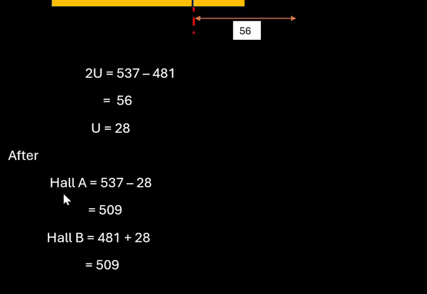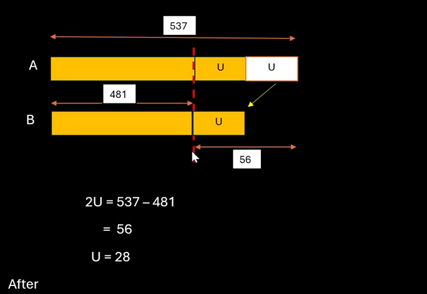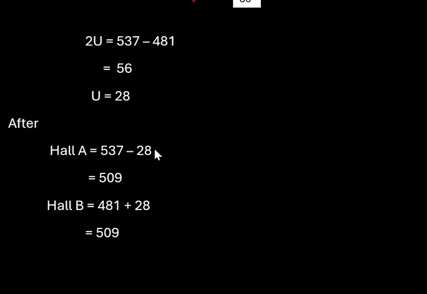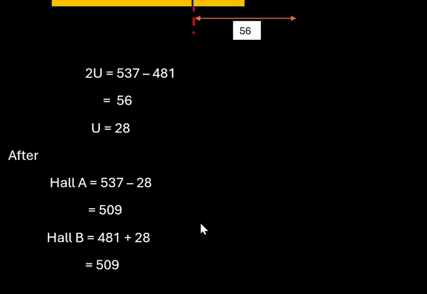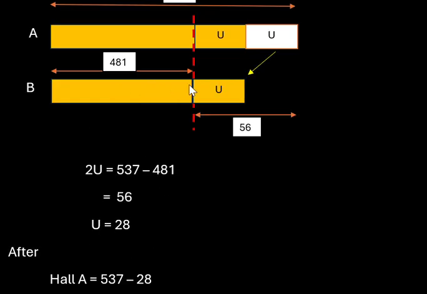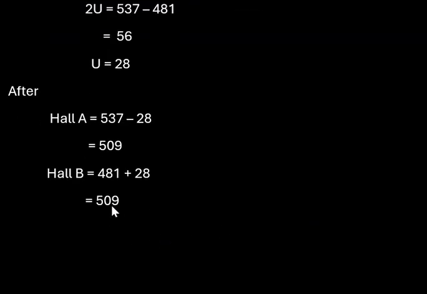So after moving the students, Hall A will be 537 minus 28. Why? Because one unit has moved over to Hall B, so you are only left with one unit. So 537 minus 28 will give me 509. Hall B will now be 481 plus 28. Why? Because now it's 481 plus 1U. That will give me 509 as well.